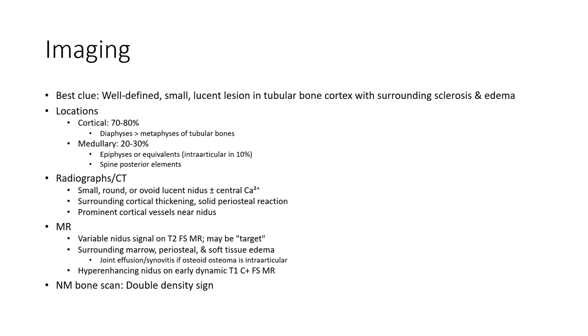Cortical thickening, solid periosteal reaction. Prominent cortical lesion with a lucent nidus. On MRI, the nidus is intermediate to high signal on T2, with surrounding marrow, periosteal, and soft tissue edema. There is a hyperenhancing nidus on early dynamic T1 C plus FS MR. On nuclear medicine bone scan, there is the double density sign.